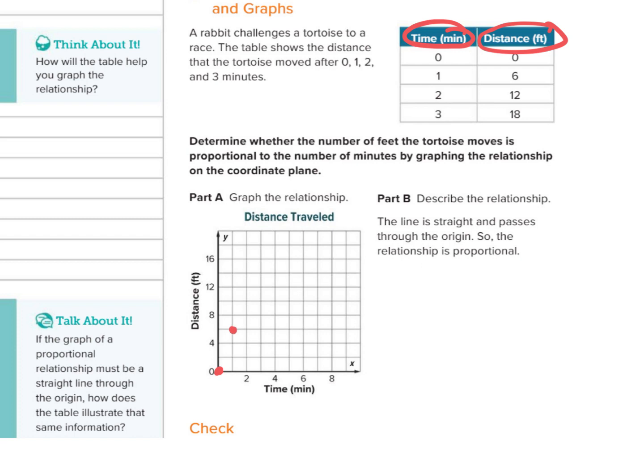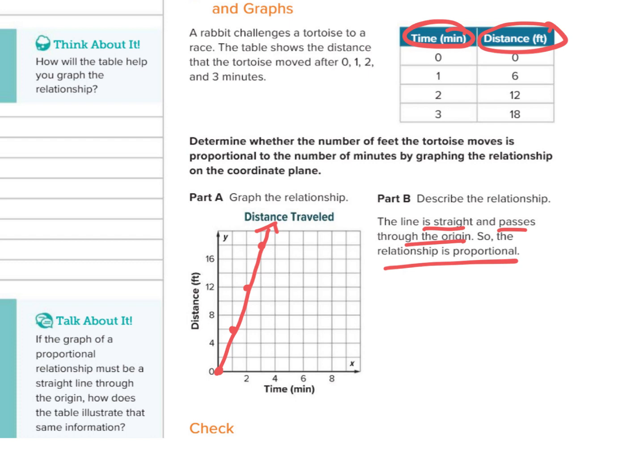So go ahead and do this in your workbook as well. Then we're going to go (2, 12), which is right there, and (3, 18), which would be right there. When you're finished, we can draw a straight line right through there. Just do the best you can to make a straight line. Okay, and now we need to describe this relationship. The line is straight, and it passes through the origin. So this is a proportional relationship. It starts at (0, 0), and it goes up at a constant rate, right?